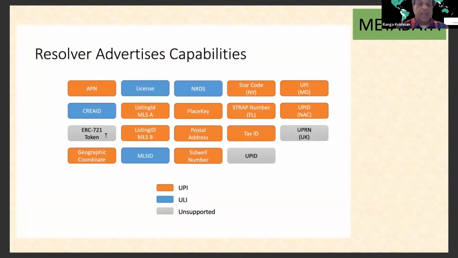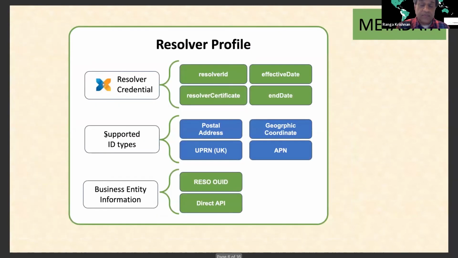And so a resolver operated by a business entity could advertise multiple capabilities. The items in blue are IDs related to the licensee ID, and the ones in orange are related to property. As you see, there are a large number of these IDs, and any subset of these could be advertised by a business entity as something that it can resolve and provide answers to. And so that business entity would have a resolver profile.